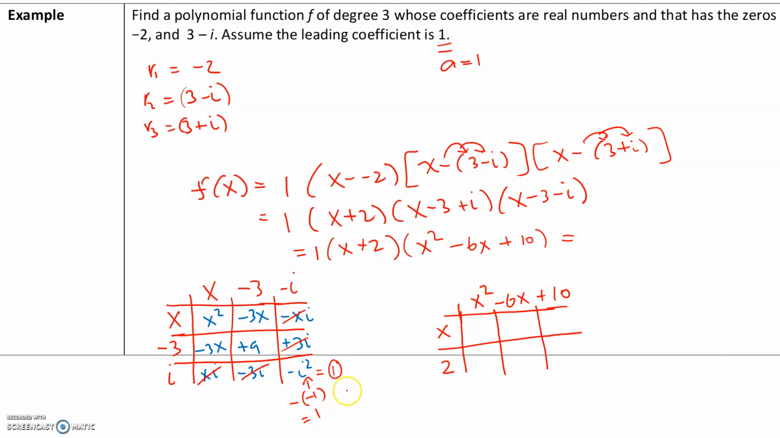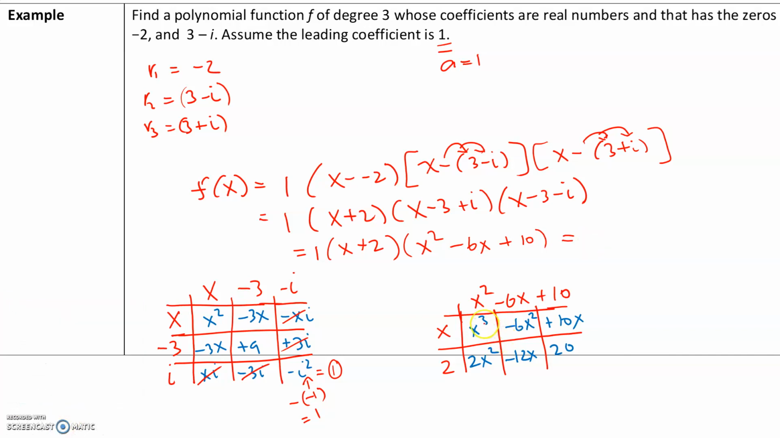x times x squared, that's going to give you an x cubed. x times negative 6x, that's a negative 6x squared. x times 10, that's a 10x. 2 times x squared is 2x squared. 2 times negative 6x is negative 12x. And 2 times 10 is 20.